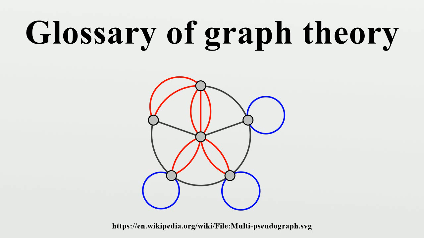Two paths are internally disjoint if they do not have any vertex in common, except the first and last ones. A theta graph is the union of three internally disjoint paths that have the same two distinct end vertices.